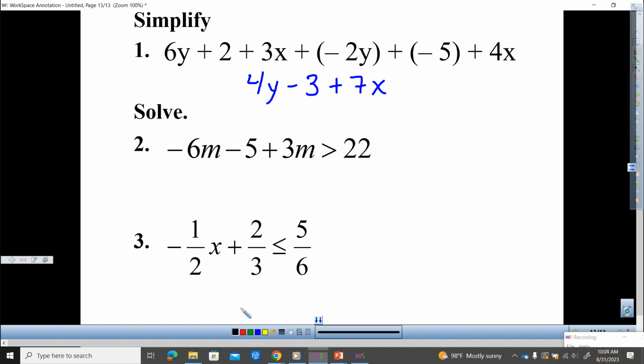You check for exponents on variables. This is 1 because it's invisible. Since they have the same degree, that means we write them in alphabetical order. So we start with what? 7x, then 4y, and at the end, the constant, which is the number without the variable. Okay? Number 2. What'd you get for number 2?